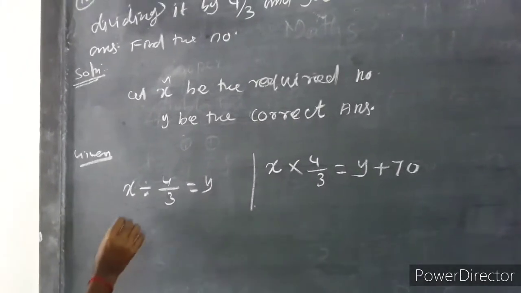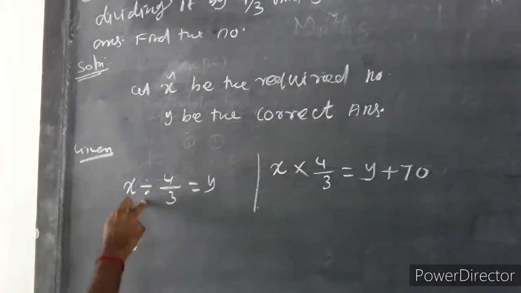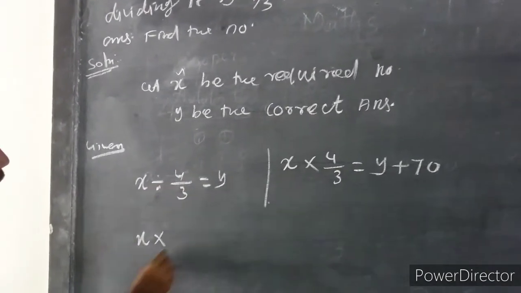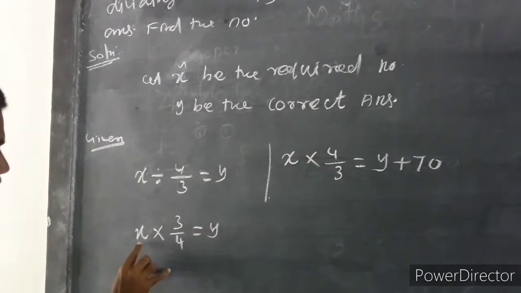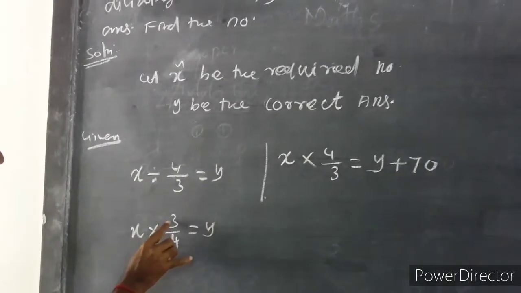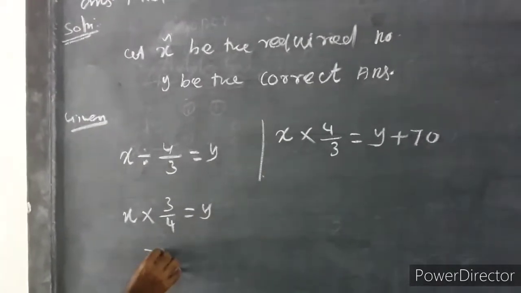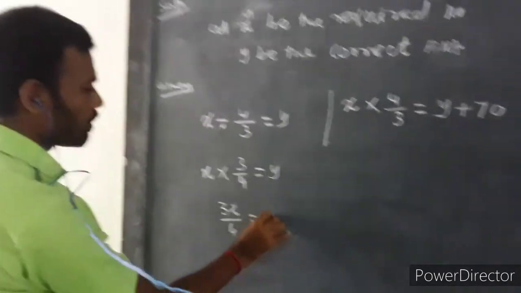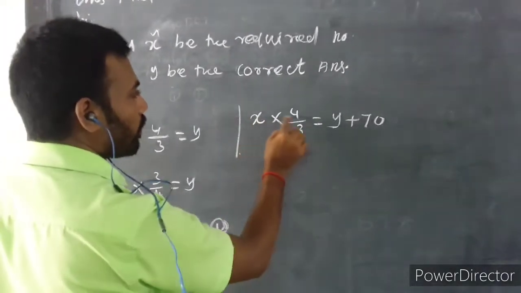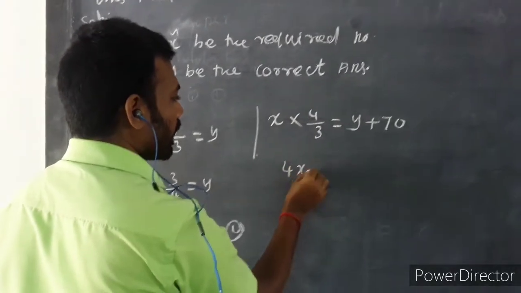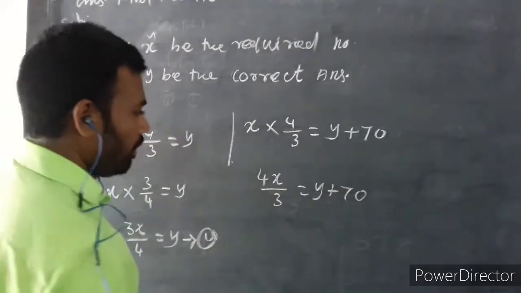You solve. So solve now. x is divided by 4 by 3; write the reciprocal, 4 by 3 reciprocal is 3 by 4, is equal to y. So x into 3 by 4 is a multiply, so multiply x into 3, so 3x by 4 is equal to y. This is equation number 1. Next one, 4 into x multiplied, so 4x by 3 is equal to y plus 70.